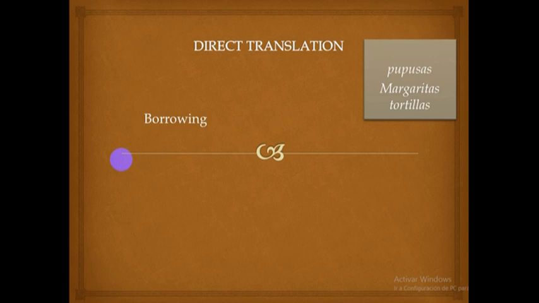So let's see the next example, which is margaritas. Well, margaritas is an alcoholic drink which is composed of tequila and lemon. So margaritas is a word that cannot be translated into another language. And the last word, tortillas. Tortillas is a word that belongs to borrowing.